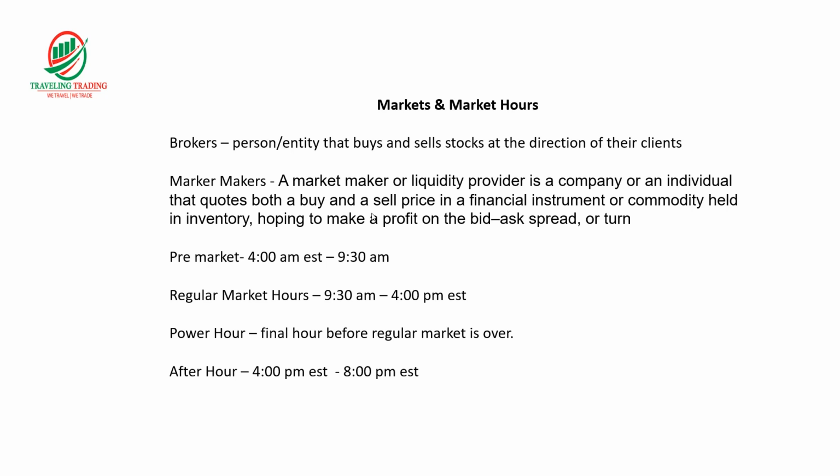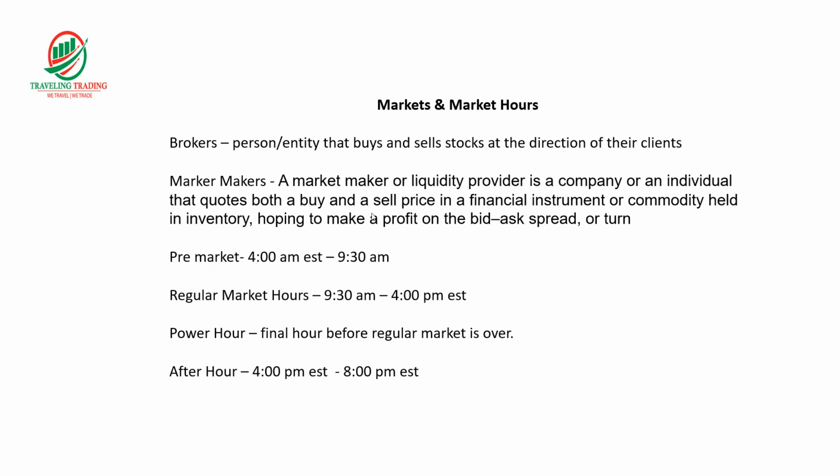Now your pre-market hours are from 4 a.m. to 9:30 a.m., and these are Eastern Standard Time. Then you have regular hours, which is 9:30 a.m. to 4 p.m. Then you have power hour. You'll hear that mentioned by people. That's the final hour of the regular hours, so from 3 to 4 is power hour, where stocks are making moves before the end of the day. And then there's your after hours, which is between 4 p.m. to 8 p.m. Eastern. Stocks are still moving, just not as much.